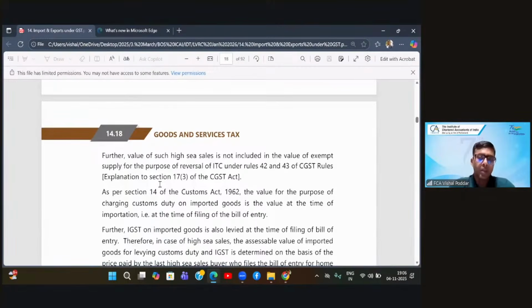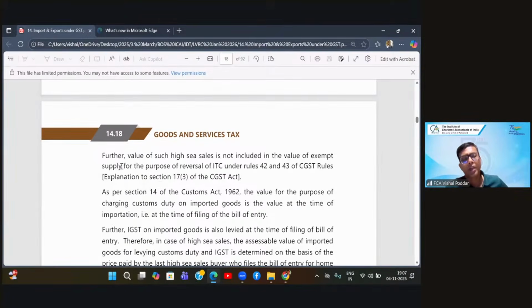17(3) is providing on what value you should do the reversal, or what value should be considered as exempt supply value. Here, interestingly, 17(3) has included in the deemed definition of exempt supply certain transactions which are not supply in the first place, only for the limited purpose of Rule 42 and 43 reversal. Now, in this relation, we have to analyze what will happen for the above transactions which we discussed, like the goods which are in customs warehouse are sold or the goods in high seas sales are sold. What will be the implication of this?